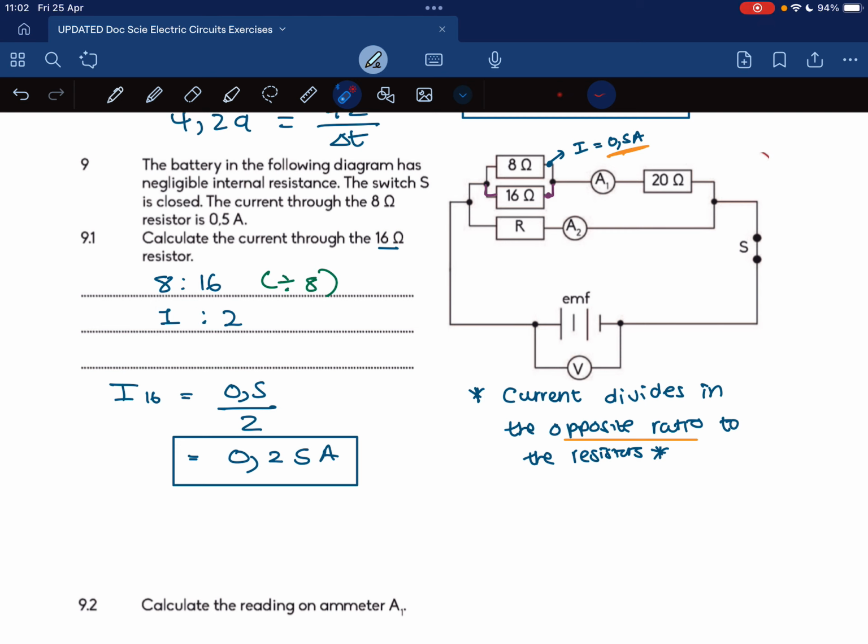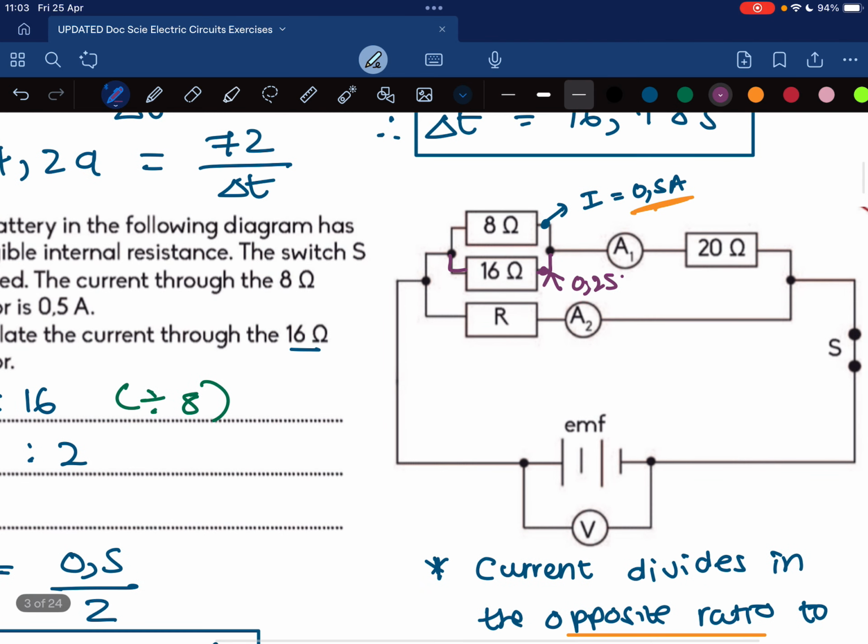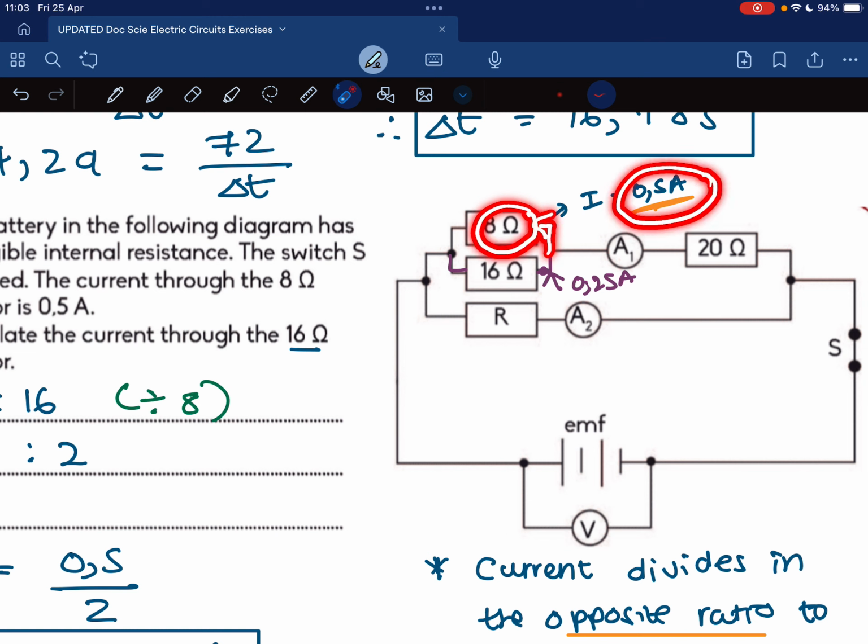Okay, so just remember then that it should make sense that the current that flows through this 16 ohm resistor is less than the current that flows through the 8 ohm resistor, because there's more resistance here. So there must be less current, because current is how fast the charges are flowing. Now, if you have more resistance, the charges flow slower because there's more resistance. If there's less resistance, the charges go faster, which is why the current is more when the resistance is less.